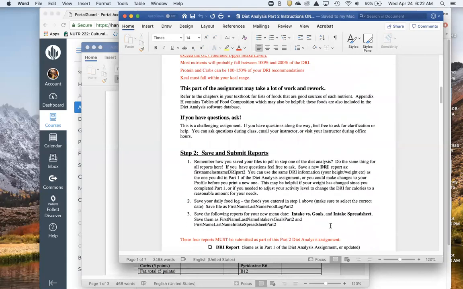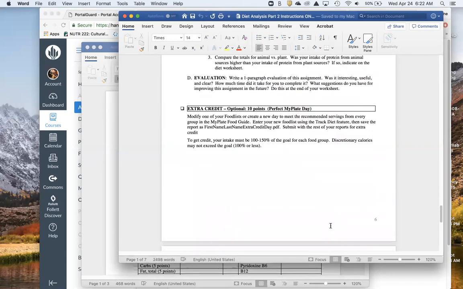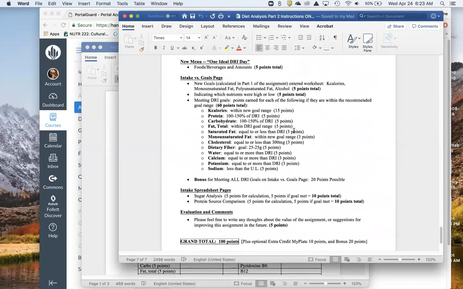So, for example, if I go to this very last page, this is the grading rubric, and this states how close you have to be within the DRI. This should actually say 25 to 35 grams of fat or of fiber. But anyways, for calories, you need to be within your new goal range, which if you remember from part 1, you took your DRI for calories, you subtracted 250 and you added 250 to get your range.